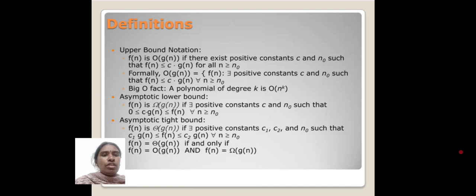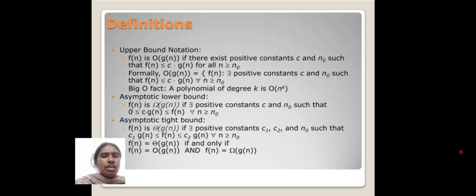Next, the asymptotic lower bound, that is omega notation. f of n is omega of g of n if there exist some positive constants c and n naught such that 0 is less than or equal to c into g of n, less than or equal to f of n for all n greater than or equal to n naught.